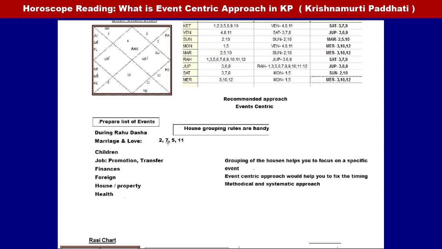For marriage and love: 2, 7, 5, 11. Similarly for all these usual questions, unless there is some specific request from your client, in which case you might want to accommodate that special question also. And I'm pretty sure if you Google it, you might be able to find the recommended combination for that special question.